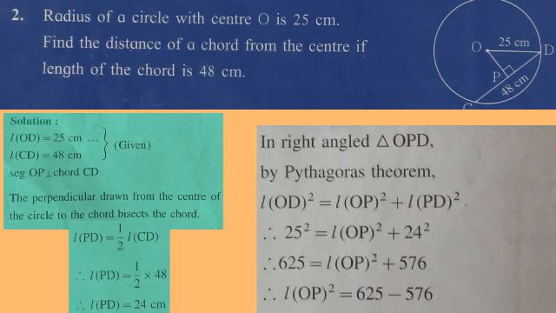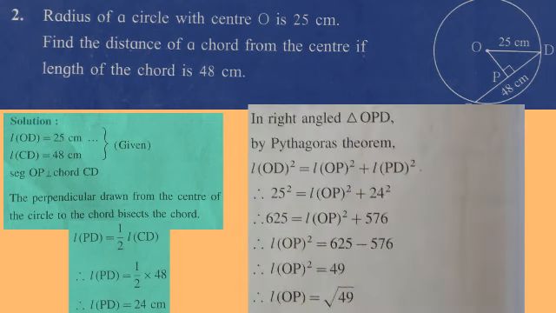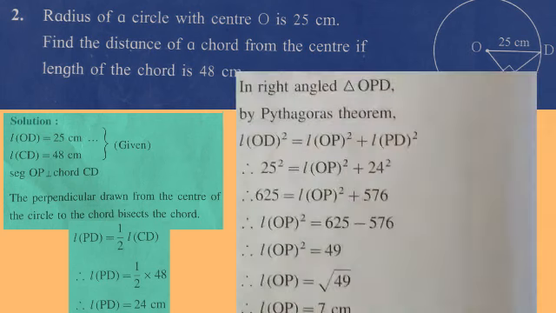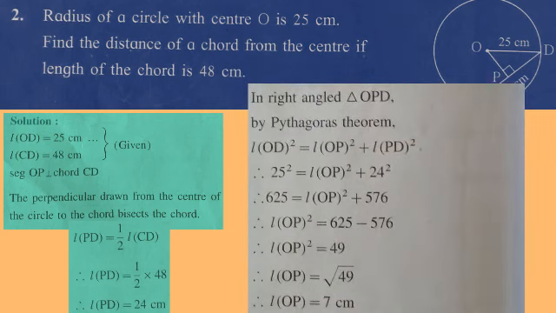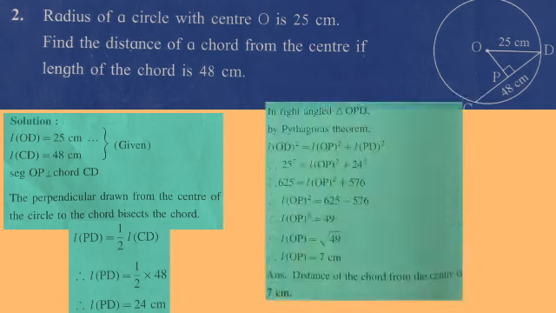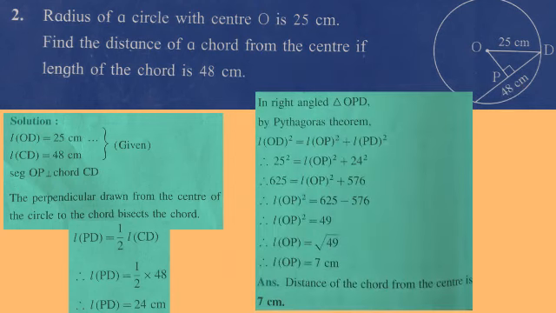Therefore, the length of OP square is equal to 49. As 49 is the square of 7, we can take the square root on both sides. Therefore, the length of OP is equal to 7 centimeters. Let's write the answer in words: the distance of the chord from the center is 7 centimeters. Let's take the screenshot and write the answer in your notebook.